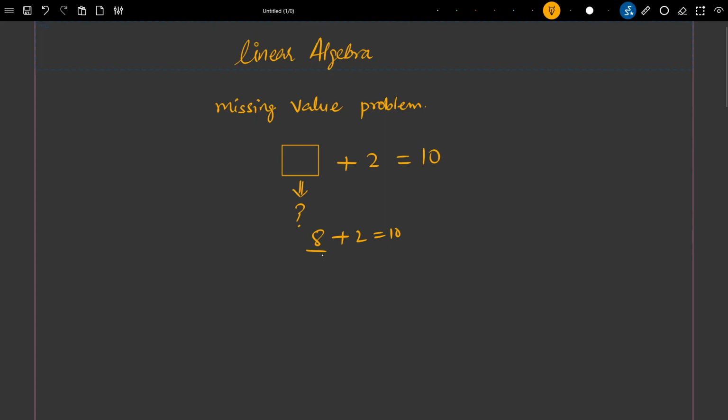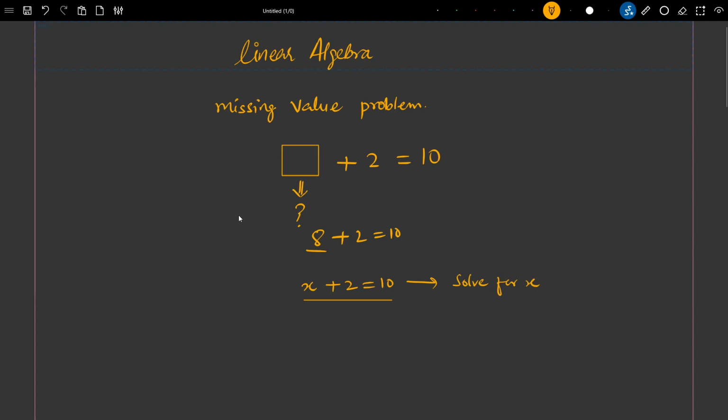Okay, so instead, if I replace this square bracket with a term x plus 2 and then solve it for x, we'll discuss what solve for x means. This is where we can get the missing value, right? So basically, this is algebra.